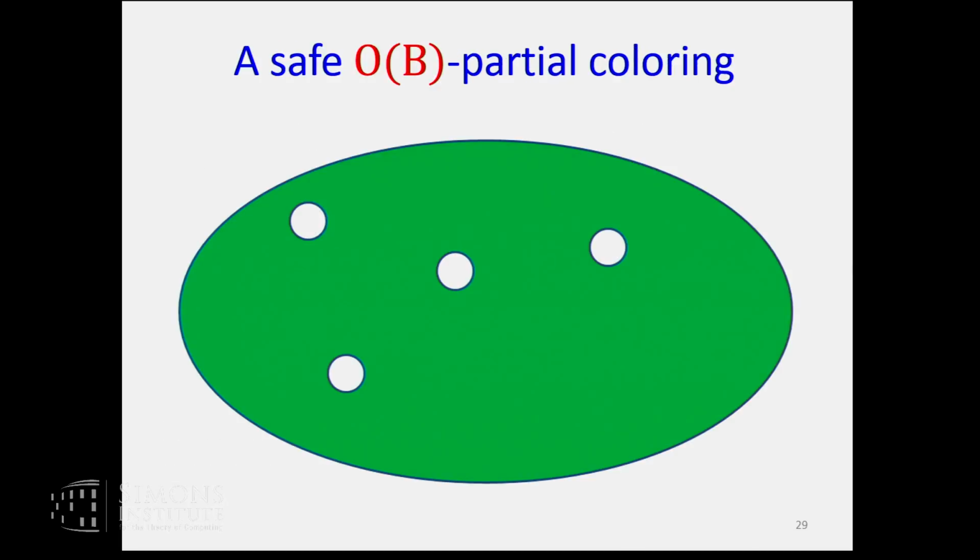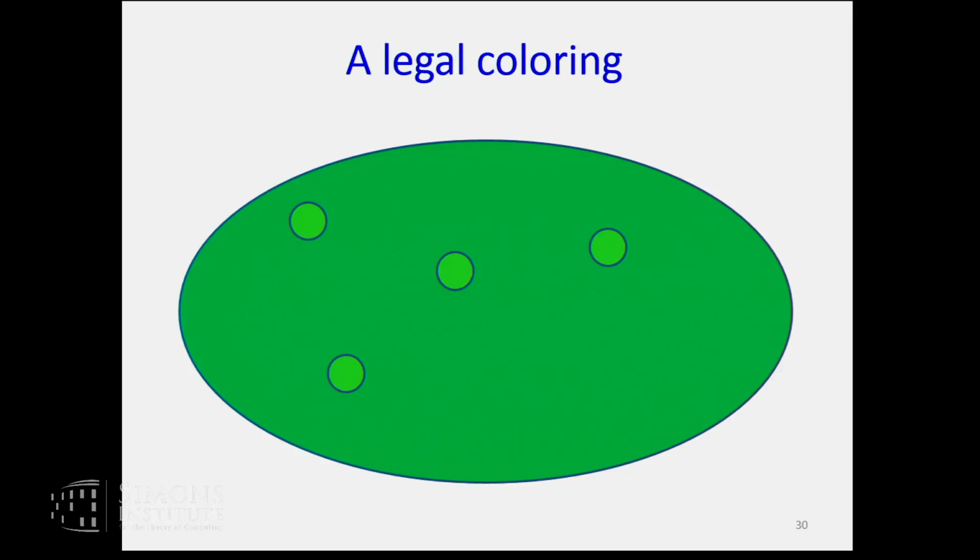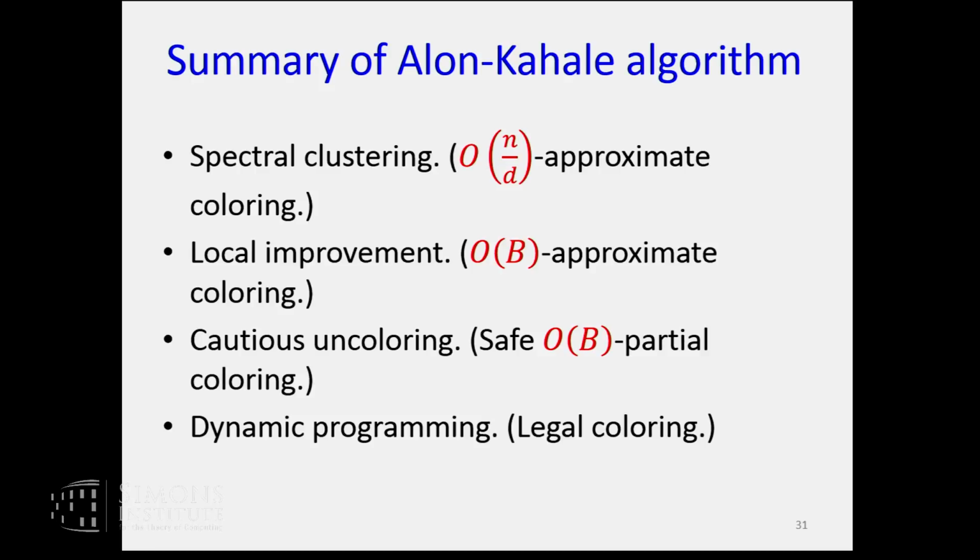So the end really is the following. We started with this safe coloring, and you completed it to a legal coloring, and this legal coloring no longer has to agree with the planted coloring. So these regions, I colored them legally, not necessarily exactly the same as the planted coloring. So a summary of the algorithm: the first step was this spectral clustering that gave an approximate coloring, then some local improvements which gave a better approximate coloring, then a cautious uncoloring that gave a safe coloring, which is a better notion than approximate coloring because we make no errors there. And then we finish with dynamic programming.